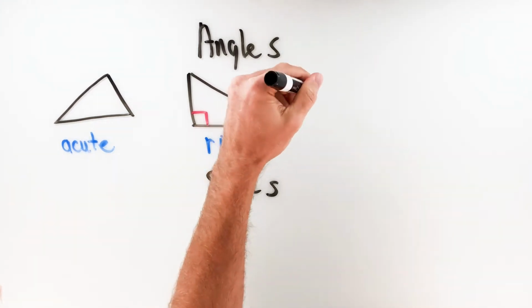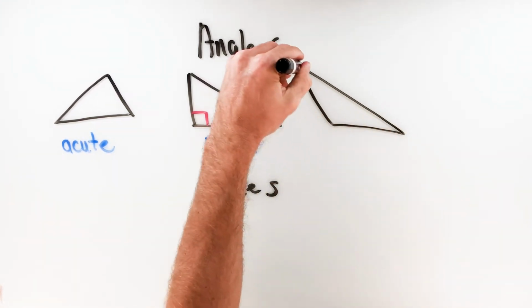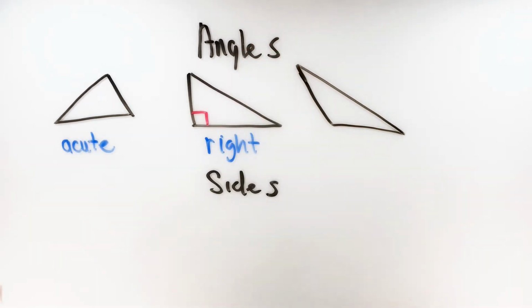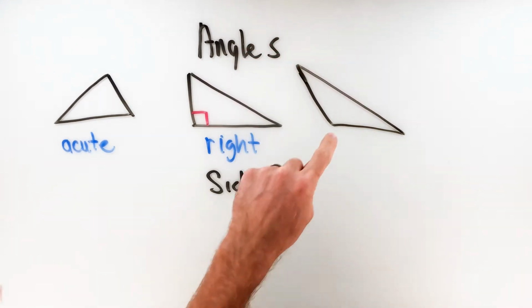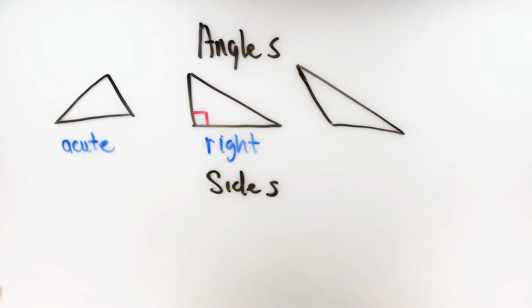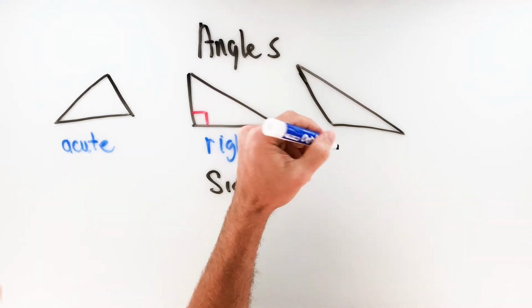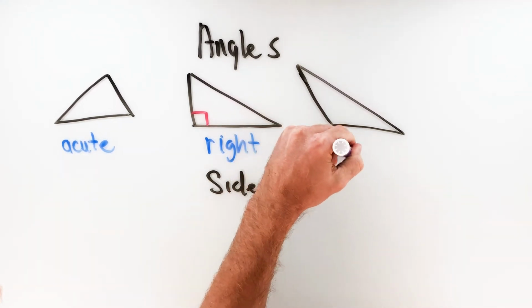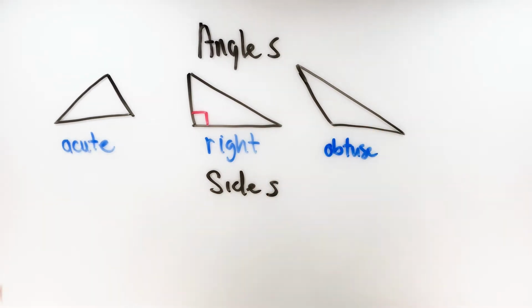Third one here. This is what we call an obtuse triangle. You can see that one of the angles in the triangle is obtuse, or more than 90 degrees. So we call this an obtuse triangle.